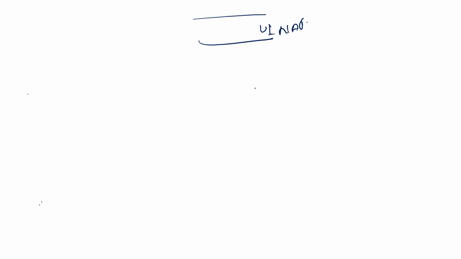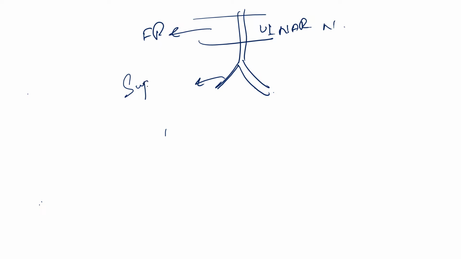Moving on to the branches of the ulnar nerve. Once the ulnar nerve enters the palm by passing superficial to the flexor retinaculum, it divides into its two branches, the superficial branch and the deep branch. Superficial division and the deep division. So these are the two terminal divisions of the ulnar nerve.